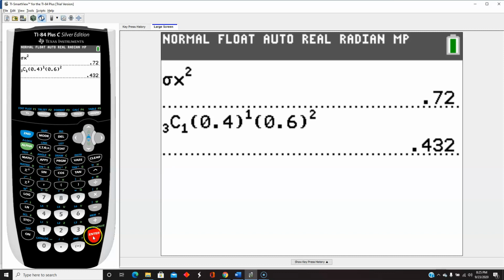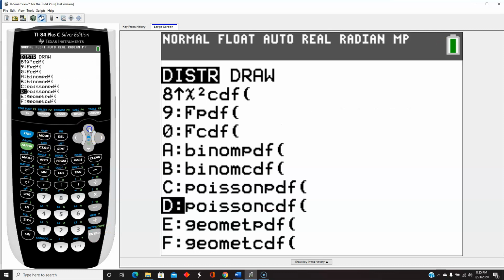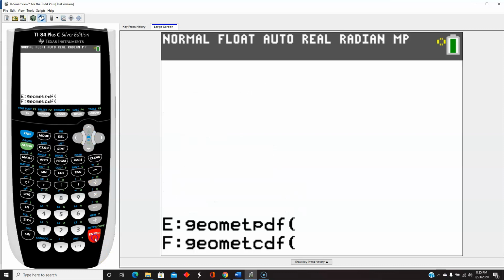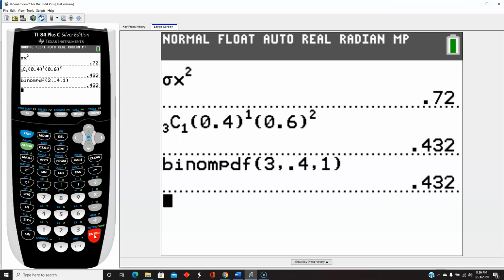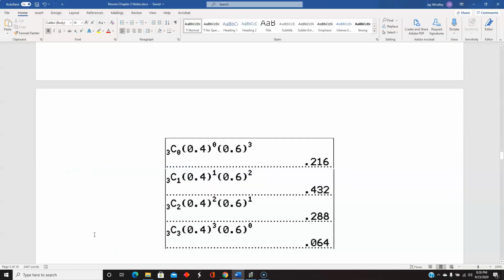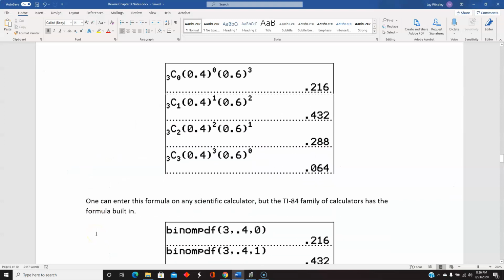So it can be done with any scientific calculator, but this graphing calculator actually has the binomial function built in, so that I can do binomial PDF, tell it the number of trials, the probability of success, and the number of successes that I'm trying to find the probability of, and I'll get the exact same answer. So there's that from the calculator.